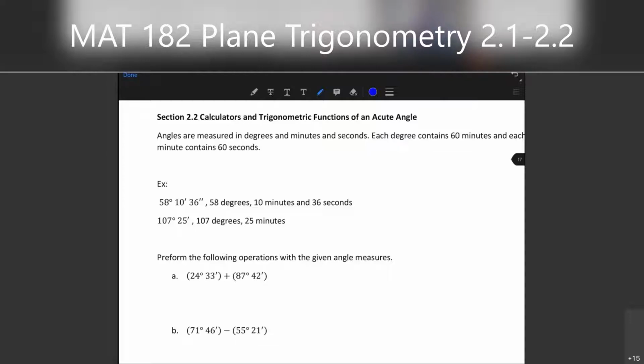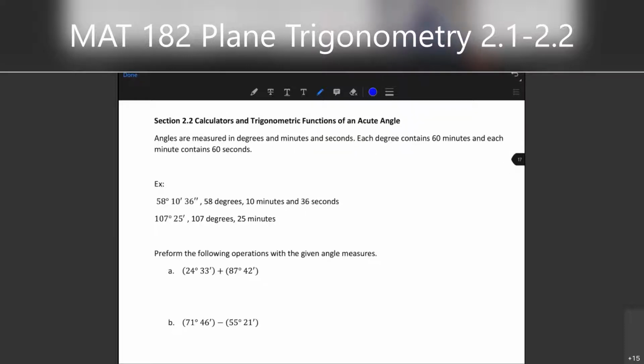So 2.2, we are going to be looking at some calculations with the acute angles and also looking at a different way to measure angles, working in degrees, minutes, and seconds. So let's consider a definition to start. Angles are measured in degrees and minutes and seconds. So those are kind of fractional degrees. Each degree contains 60 minutes and each minute contains 60 seconds.